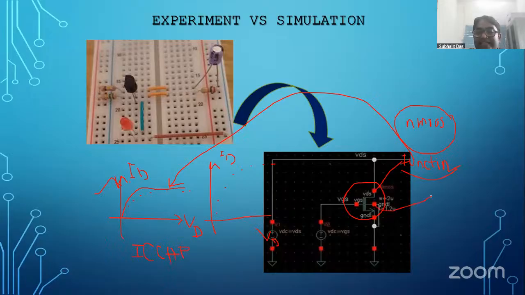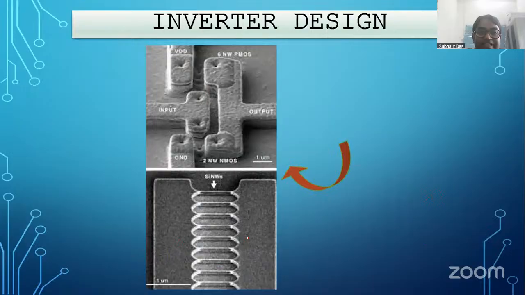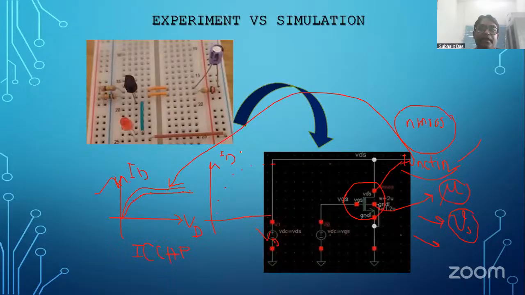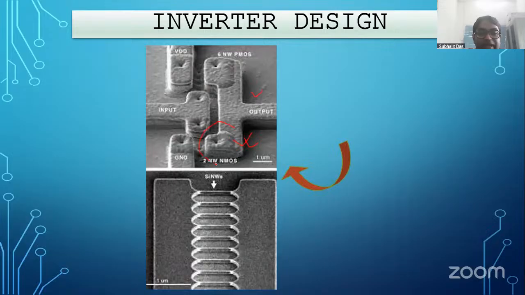Then we are changing various characteristics like mobility, like velocity saturation, and lots of parameters that are there in my NMOS function. We are changing these parameters to fit with the experimental result. Then we can say that now the simulation model of this MOSFET, let's say this NMOS, is done.